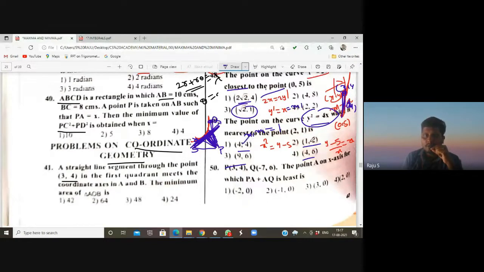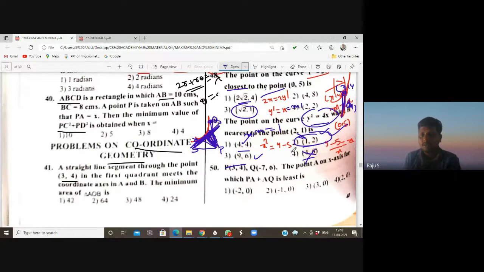4, 4 is on the curve. Okay, this is one point. 1, 2 lies on the curve. Okay, this also lies on the curve. 4, 6: 36, no, this does not lie on the curve. 9 comma 6, 6 square is equal to, yeah, this lies. Among these three, which distance is minimum: 2 comma 1 to 1 comma 2, or 2 comma 1 to 4 comma 4? This is 1 comma 2. Directly, this is the answer.